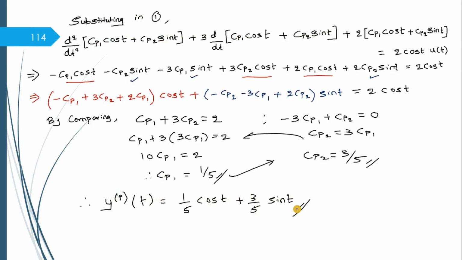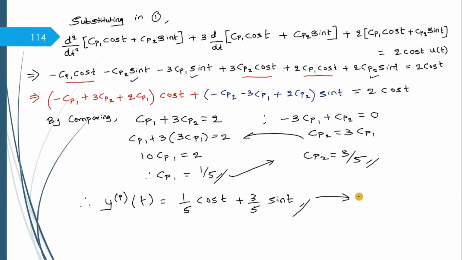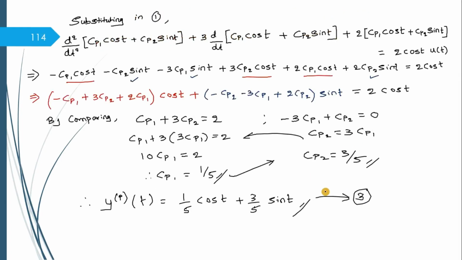Big problem, right? So this is your homogeneous solution form, equation number 1. Particular solution form, this is a general form. Now we arrived at the main form. This is the final particular solution. I name this equation as 2, and this equation as 3. So this is the homogeneous solution and the particular solution.